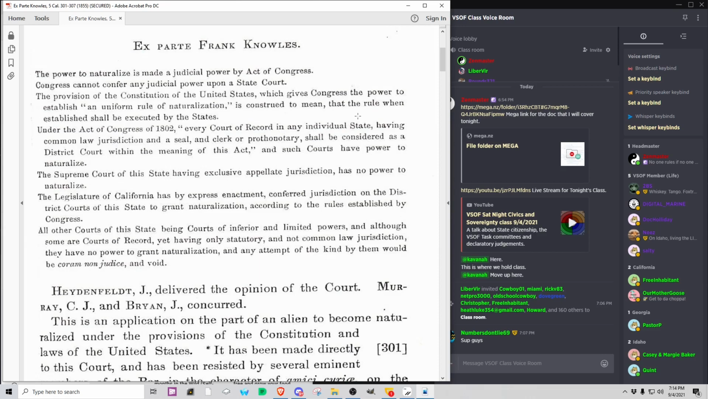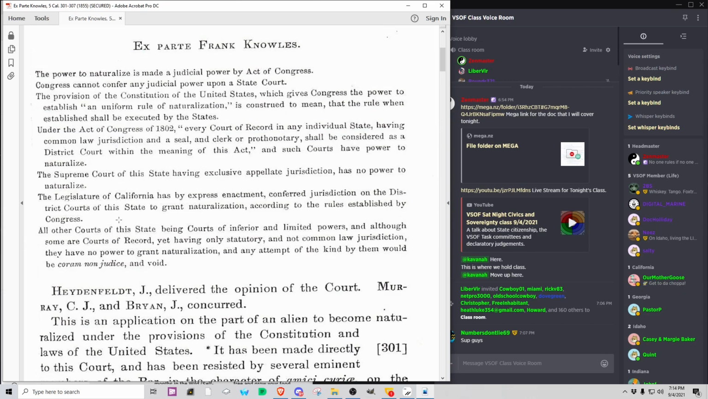The legislature of California has, by express enactment, conferred jurisdiction on the district courts of this state, meaning their state courts, to grant naturalization according to the rules established by Congress. What can Congress do? Only establish uniform rules. They cannot have the power to naturalize, as it was stated up here.